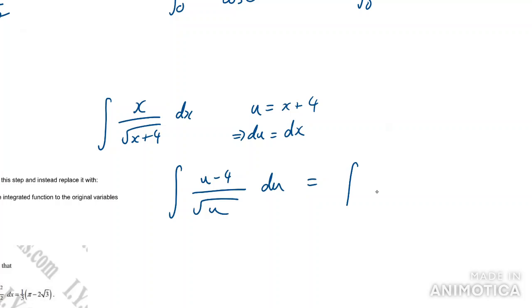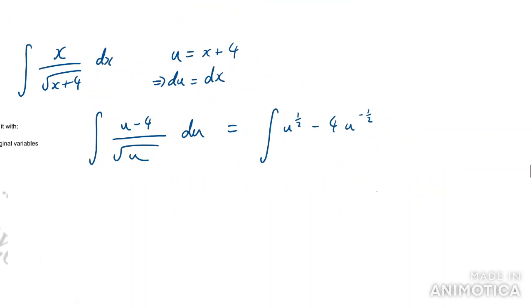Well, actually, this is just the integral of u to the half minus 4u to the minus half du. And that is just going to be u to the 3 over 2 over 3 over 2. So let's streamline this a bit. Over 3 over 2, so that's times 2 over 3, minus 4u to the half over a half, in other words, times by 2, so 8u to the half plus c.